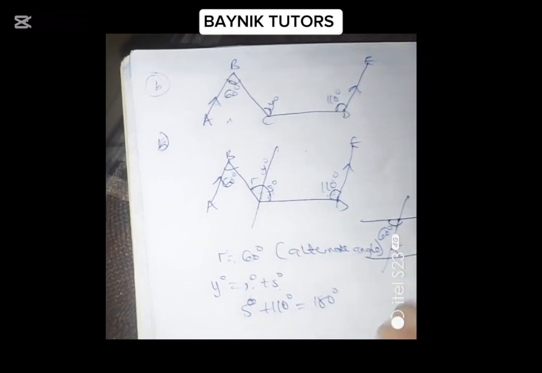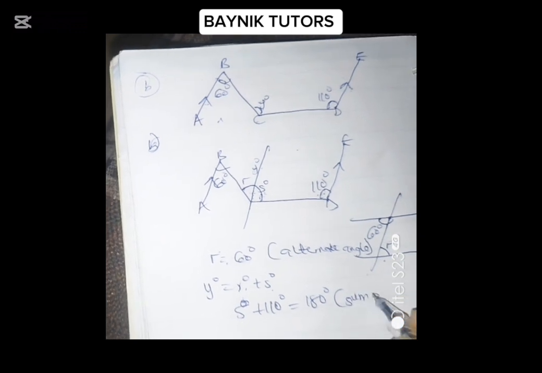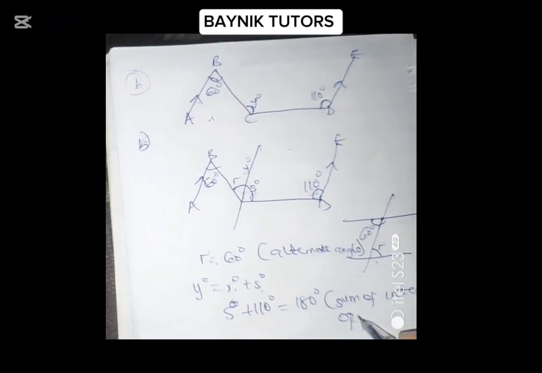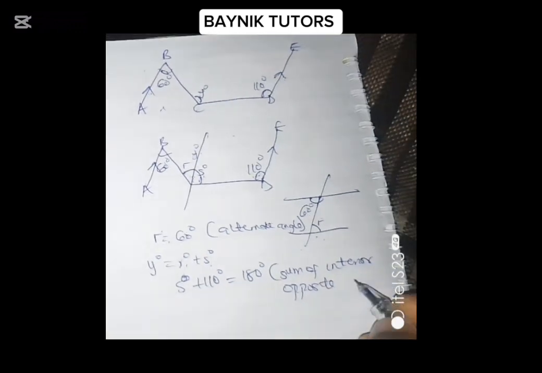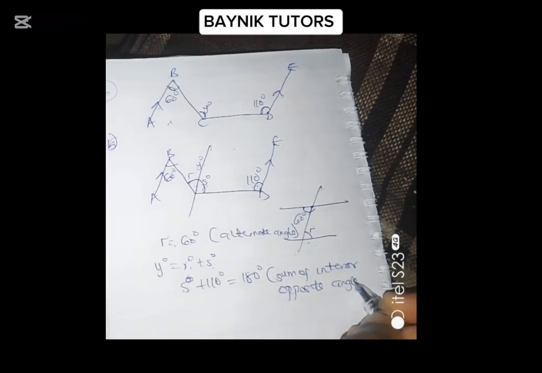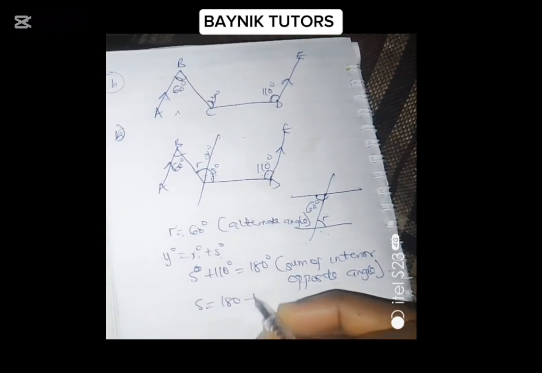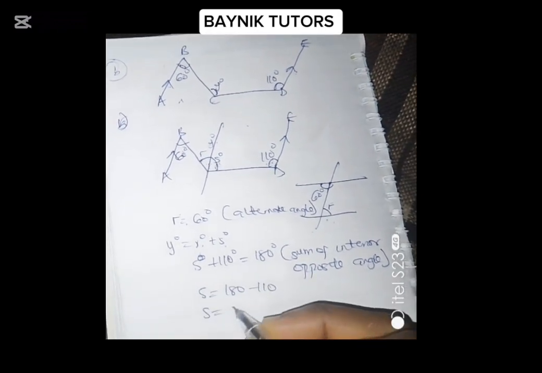Okay, so S plus 110. This is what we call sum of interior opposite angles. Okay, so let's go. S equals 180 minus 110. So S equals 70 degrees.